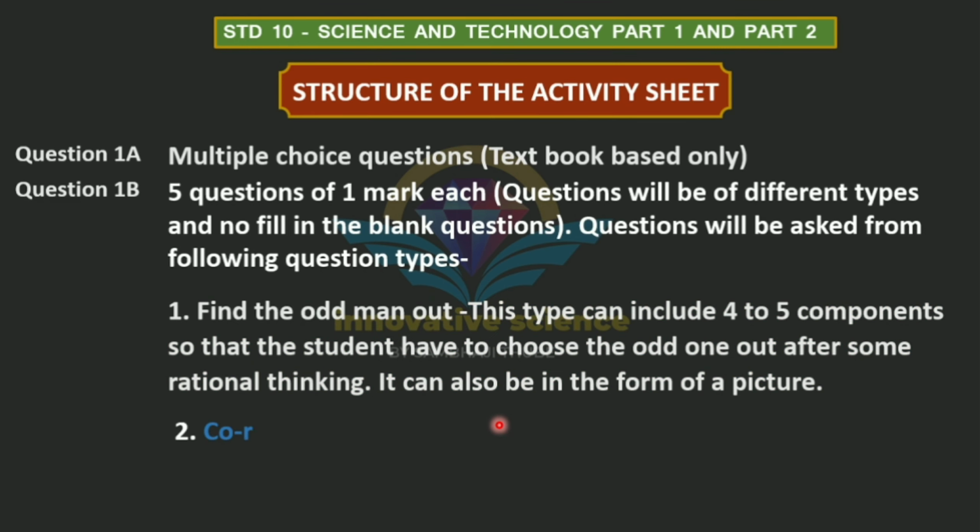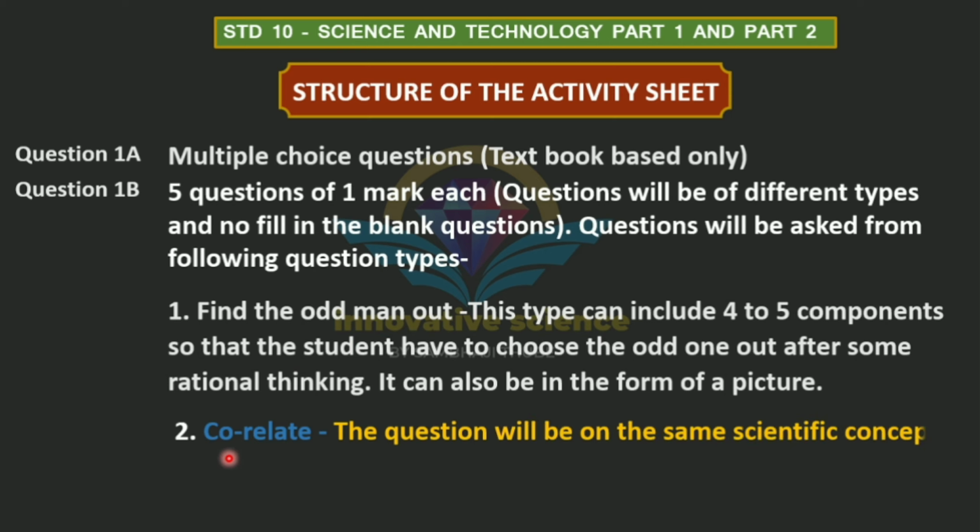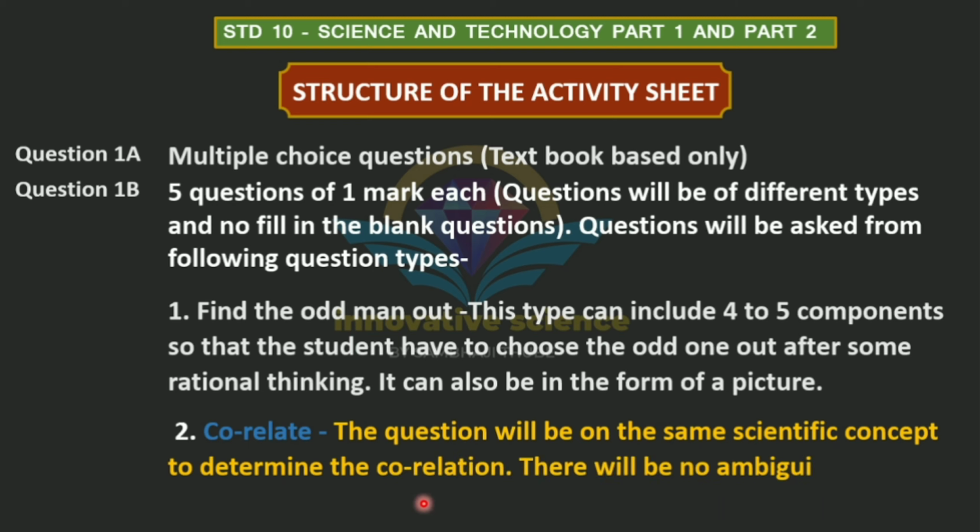Then, the next type is correlation. That means correlate. The question will be on the same scientific concept to determine the correlation. There will be no ambiguity. This relation will be on the same criteria. Therefore, you will not get confused.